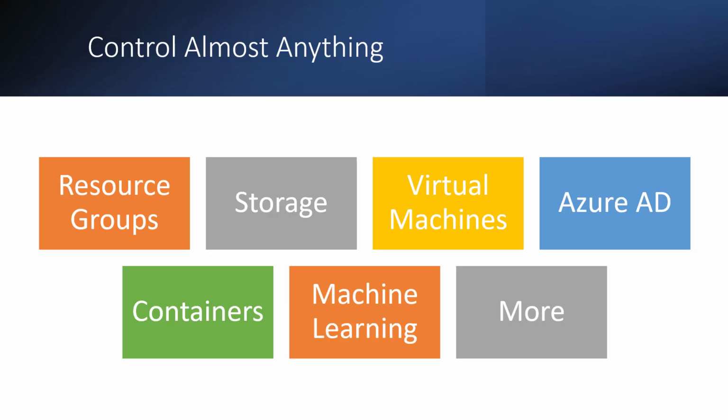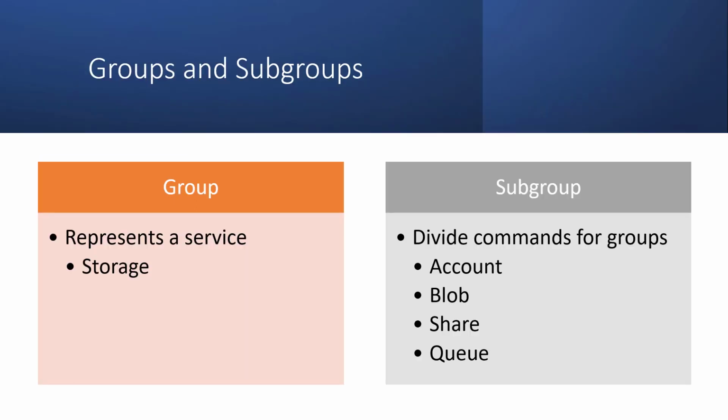Azure CLI lets you control nearly every aspect of every Azure resource. You can work with resource groups, storage, virtual machines, Azure Active Directory, Azure AD, which is changing to Microsoft Entra ID, containers, machine learning, and so on. Commands in the CLI are structured in groups and subgroups. Each group represents a service provided by Azure, and the subgroups divide commands for these services into logical groupings. For example, the storage group contains subgroups, including account, blob, share, and queue.